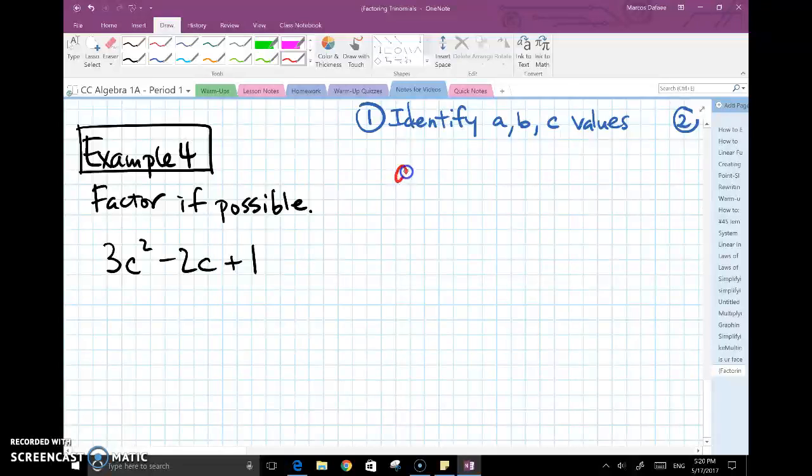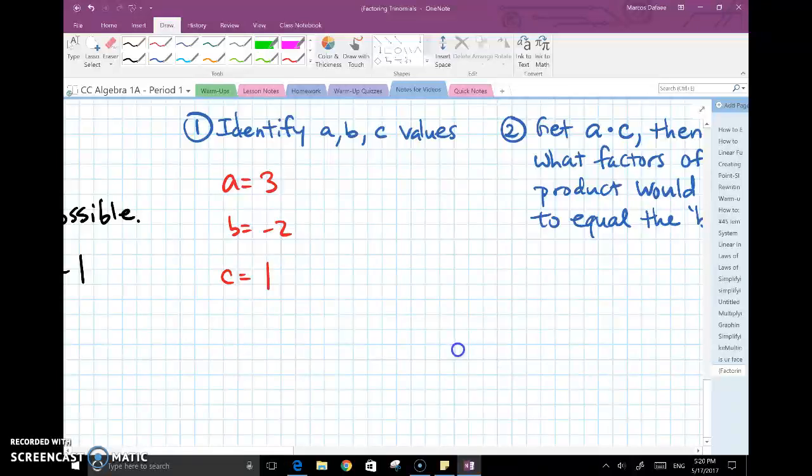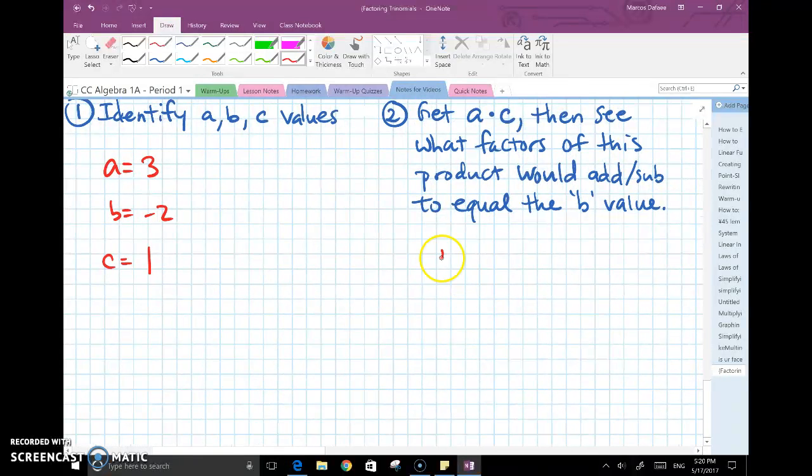So once again, our A, B, and C. So A is 3, B is -2, and C is +1. Step 2 is get the product of A and C. So multiplying these two together gives me 3 times 1, which is 3. My B number is -2. And I'm supposed to get factors of 3, which also combine by adding or subtracting to make a -2. So let's see what I can come up with.